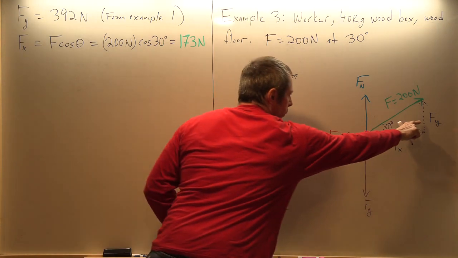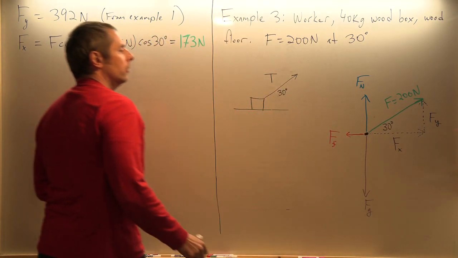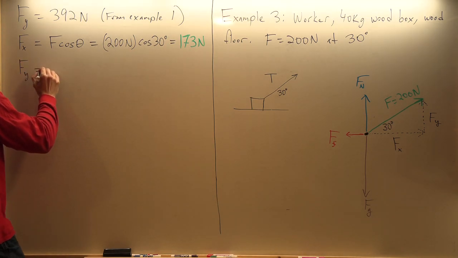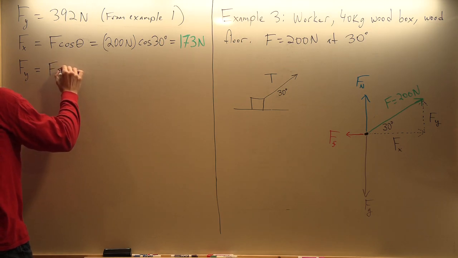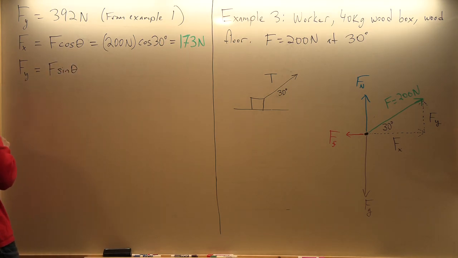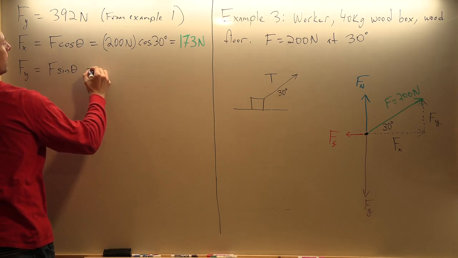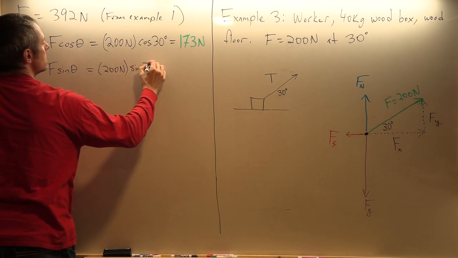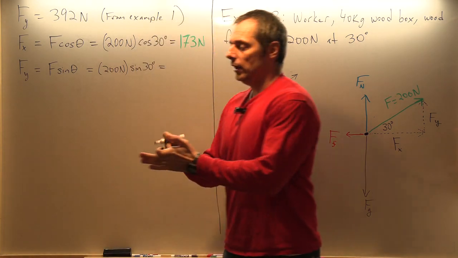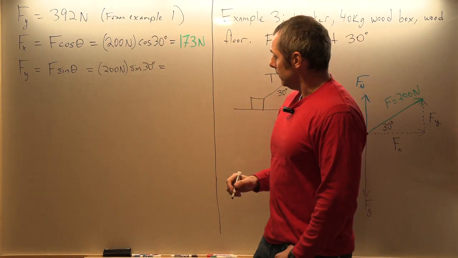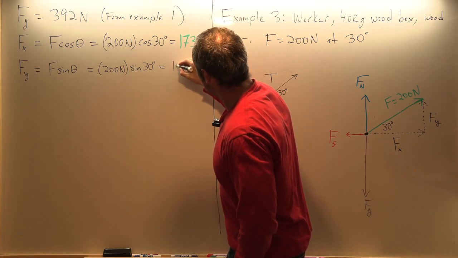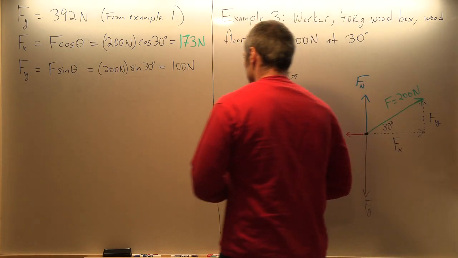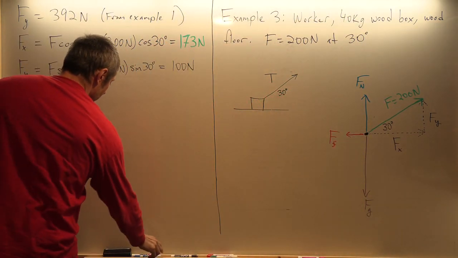I also need to figure out this y component, which is the opposite side. So I use the sine function, and once again, instead of writing sine as a fraction, I'll write it as a product here. F sine theta, the hypotenuse times sine, gives me the opposite side, is basically what that formula is saying. And if I press that on a calculator, then what I get is 100 newtons. Okay. So that allows me to calculate the normal force now.